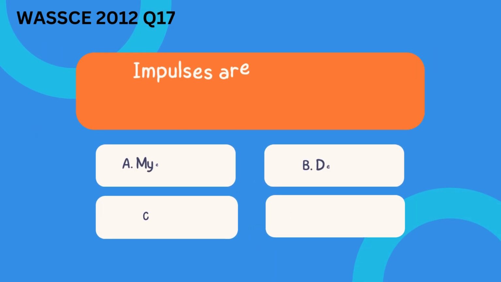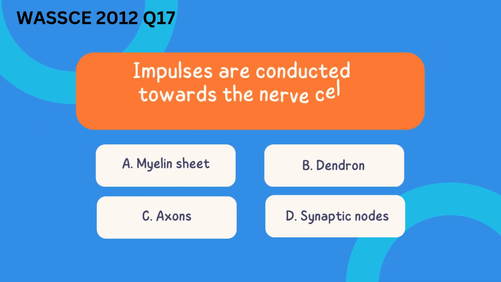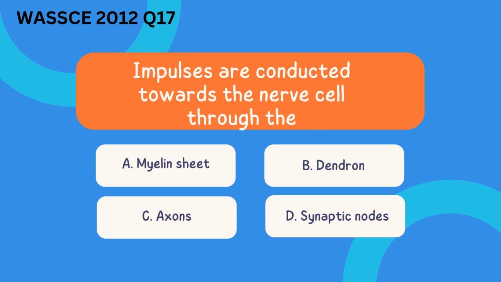The next question is from WAEC 2012, question 17, and it says, impulses are coordinated towards the nerve cells through the A. Myelin sheath, B. Dendron, C. Axons, and D. Synaptic nerves. What do you think is the answer?